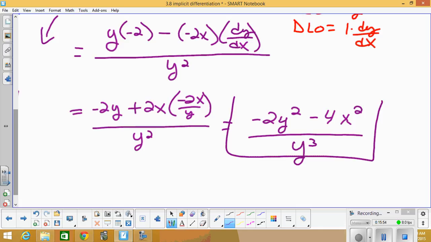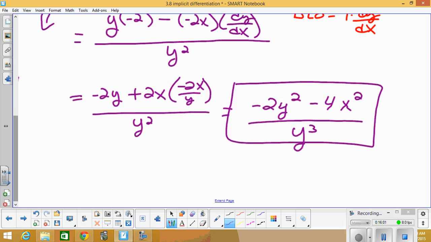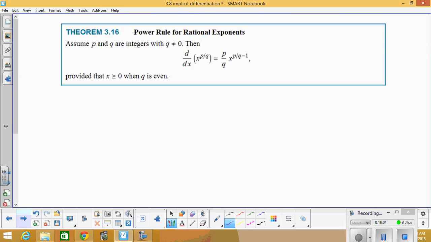And then this is the second derivative of my implicit function. We implicitly found this derivative of this function. So then when it says power rule for rational exponents, it seems silly that they stick this theorem in at this point, but we're going to use this for implicit differentiation. So I'm going to go through an example that is just an explicit differentiation using this rational exponents rule.